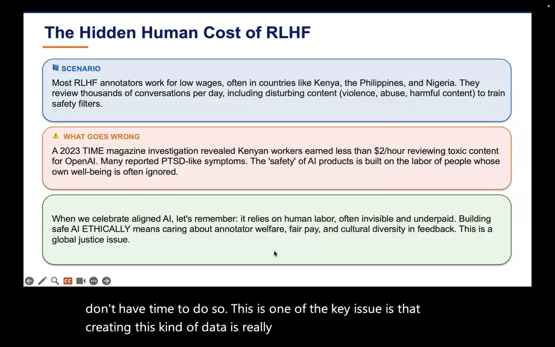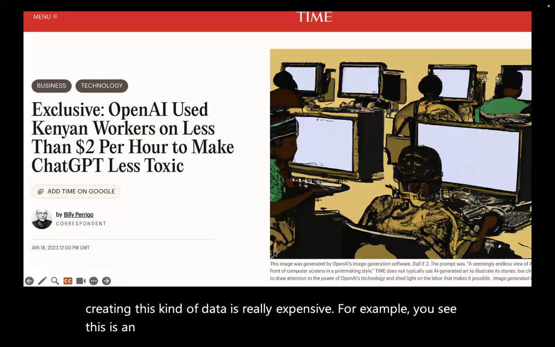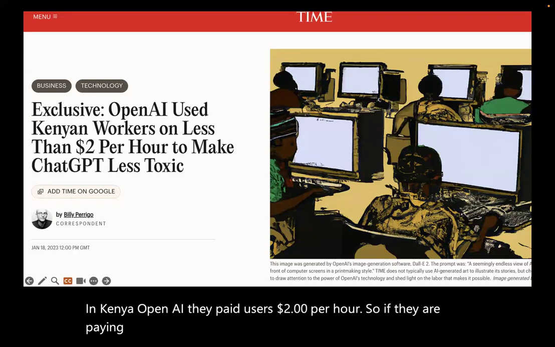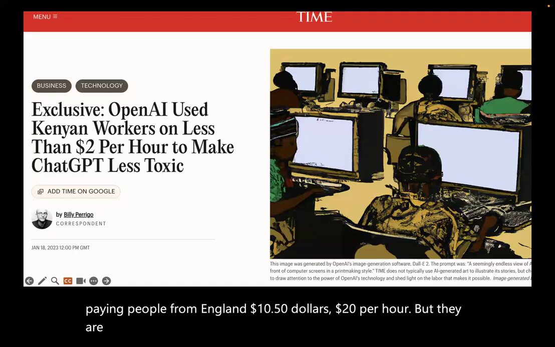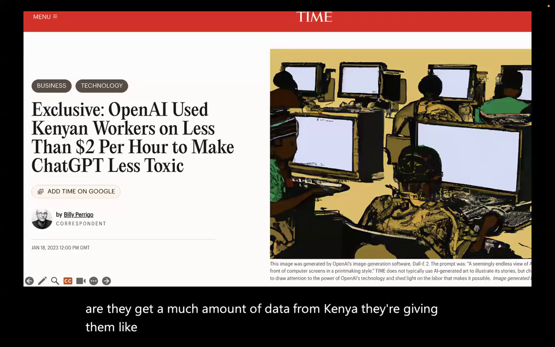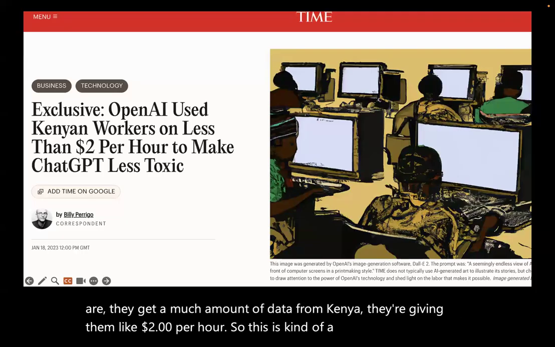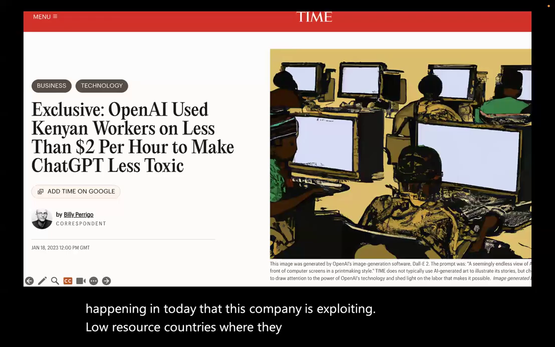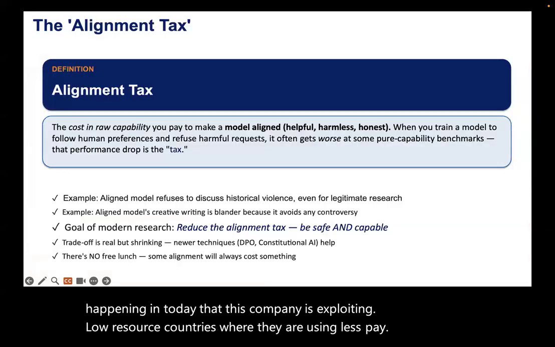For example, you see this is an example where in Kenya, OpenAI pays users $2 per hour. If they are paying people from England $10, $50, $20 per hour, but they get a large amount of data from Kenya and give them $2 per hour, this is what is actually happening today: these companies are exploiting low-resource countries.